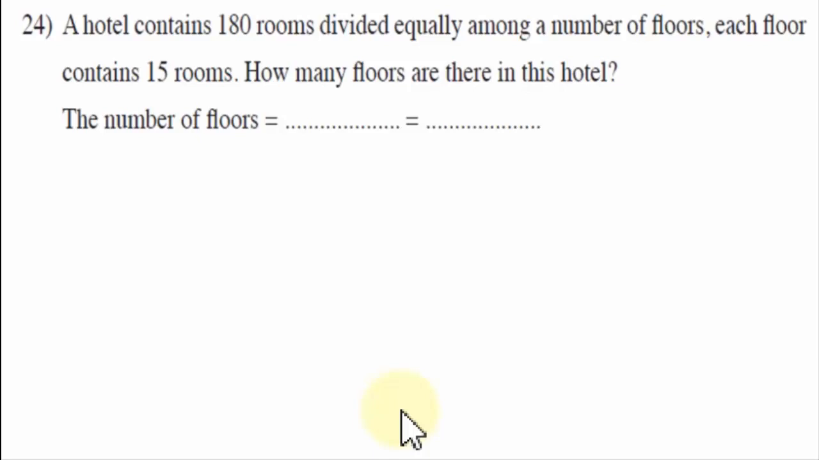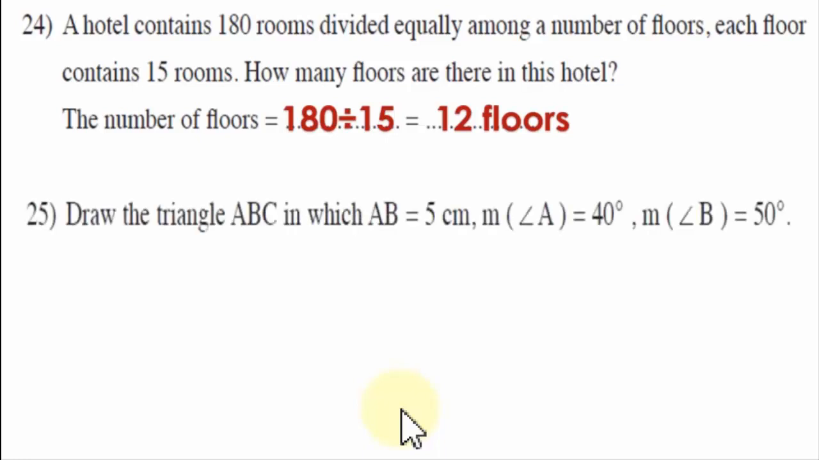A hotel contains 180 rooms divided equally among a number of floors. Each floor contains 15 rooms. How many floors are there in this hotel? If we want to calculate the number of floors, we will divide 180 by 15. 180 divided by 15 equals 12 floors.